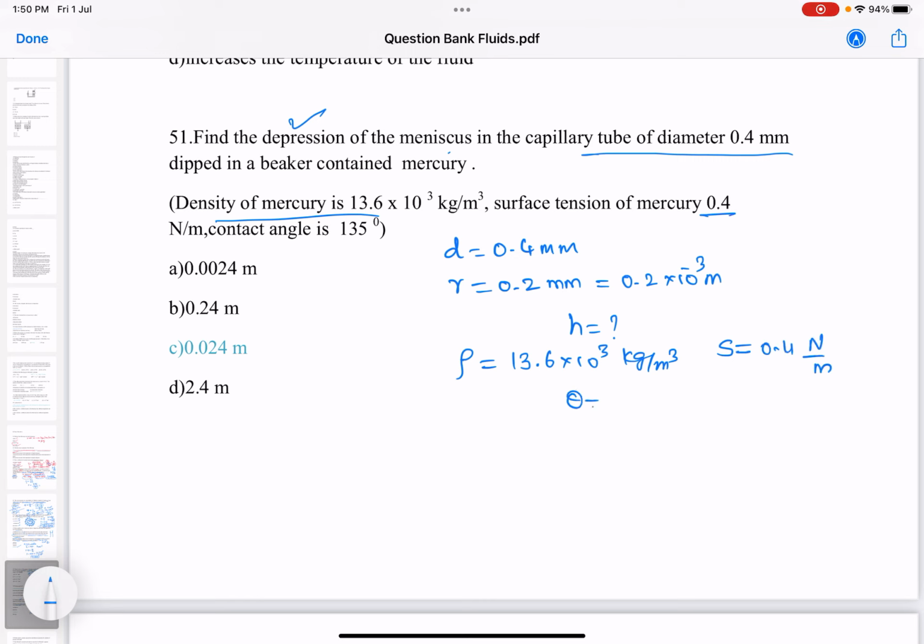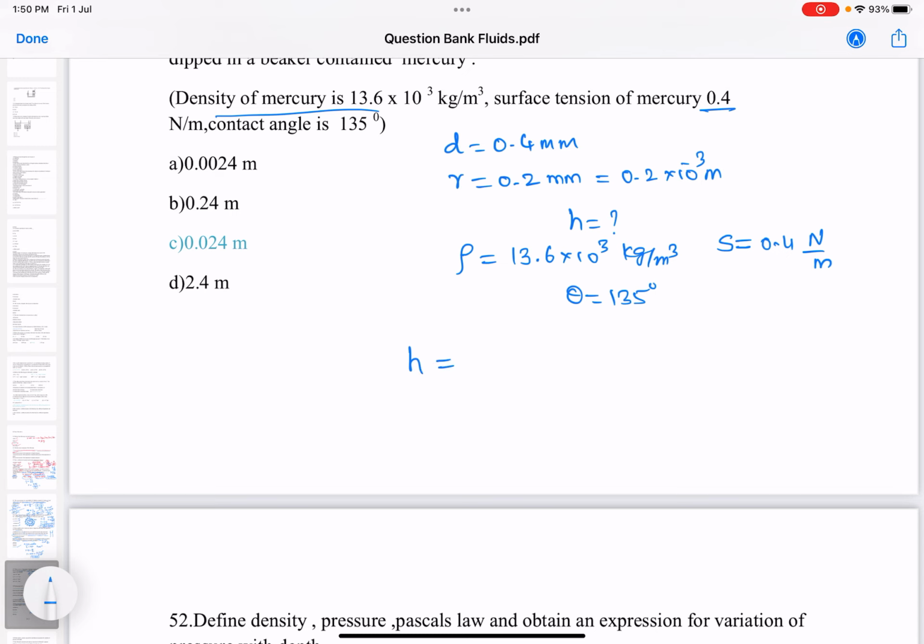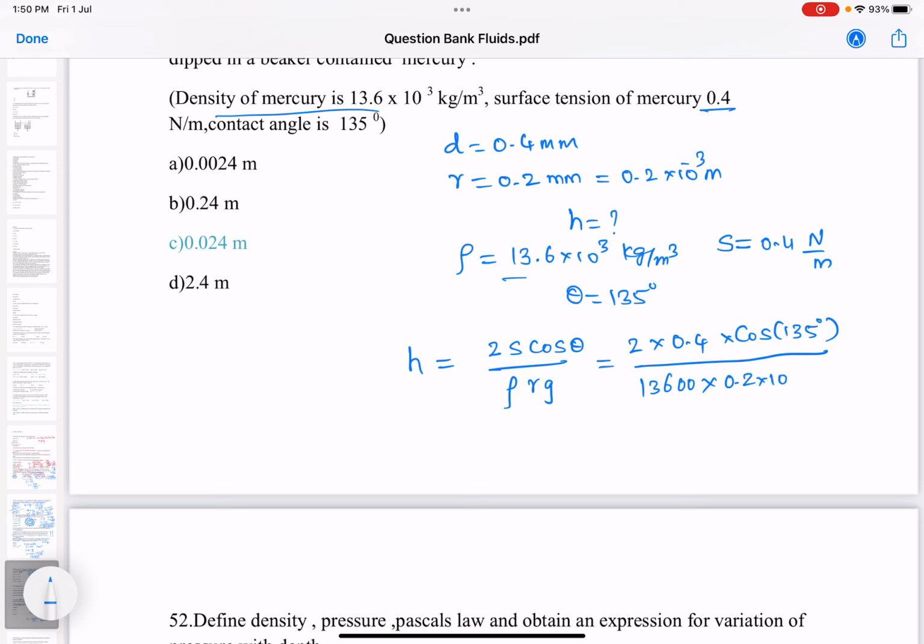Now the depression formula, or height rise formula, is h equal to 2s cos theta by rho r g. So 2 into s, that is 0.4, into cos theta, cos 135, divided by rho. Rho value is nothing but 13,600, into r equal to 0.2 into 10 power of minus 3, into g value 9.8. By solving this, you will get the answer nearly 0.02 something. So this is the answer.